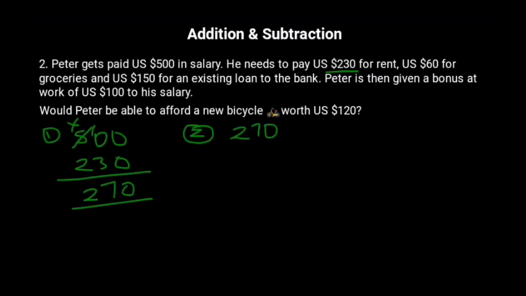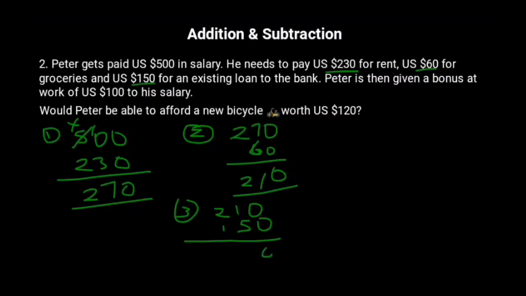Now, we need to subtract our groceries, so that's $60. So we have 0 from 0, once again, is 0. Then we have 6 from 7 is 1 remaining, and then nothing subtracted from 2, so we bring down our 2. Thirdly, now we have 210, and now we need to subtract the amount we need to pay for the loan, which is $150. So 0 from 0 is 0, 5 from 1 can't go, so we borrow from the 2 with 1 remaining, and then that becomes 11. 5 from 11 is 6, 1 from 1 is 0.